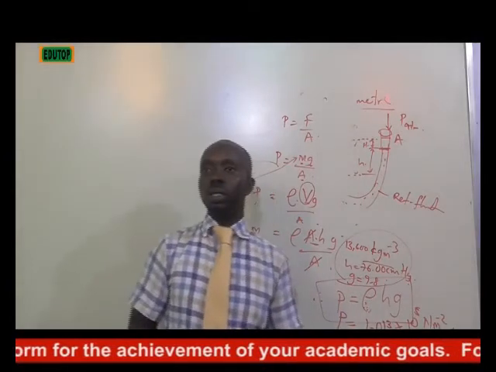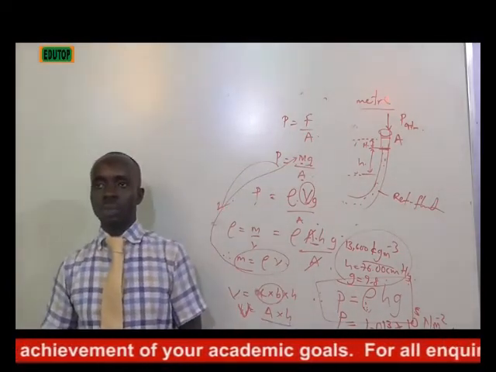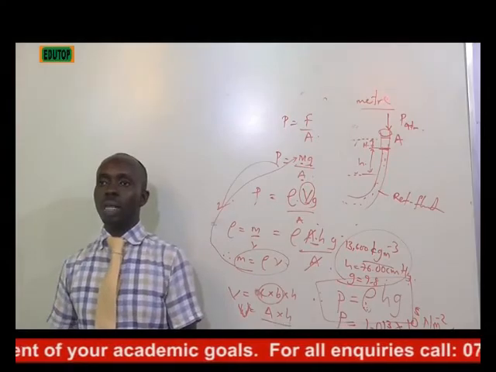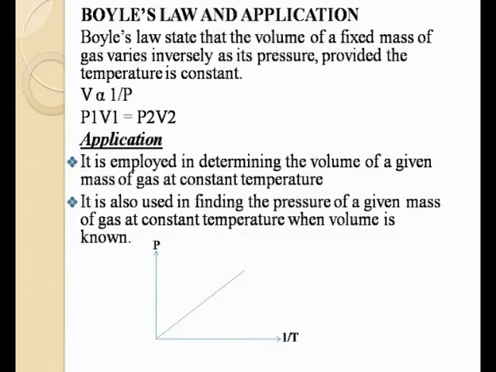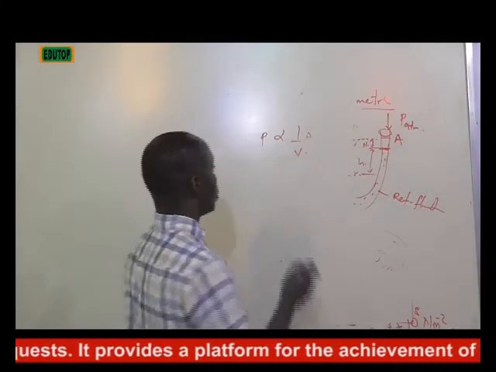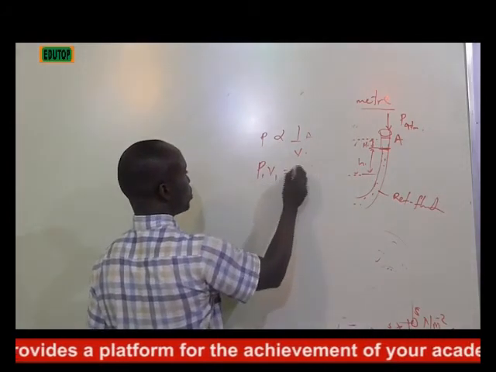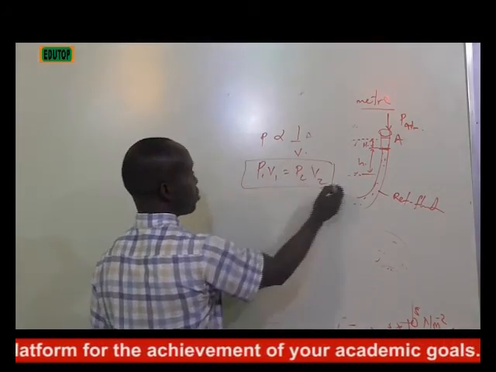If we proceed, we'll start with Boyle's law. For us to calculate with Boyle's law, what does Boyle's law say? Boyle's law states that the volume of a fixed mass of gas varies inversely as its pressure, provided that the temperature is constant. Very simple. We write out the equation first: P is inversely proportional to volume. From there, you're going to have P1 V1 equals P2 V2. This is just the fundamental formula.